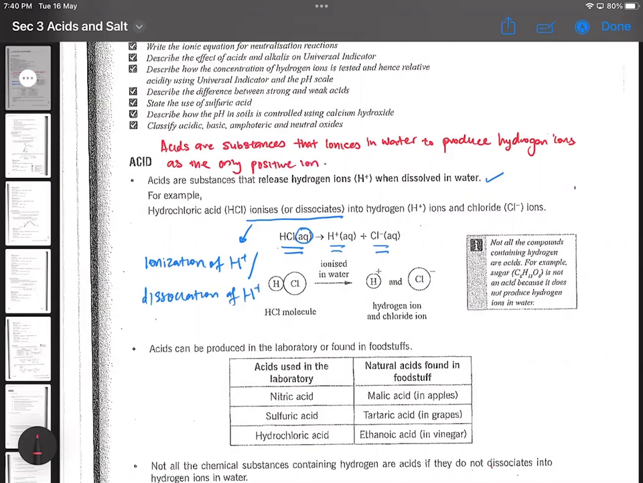as the only positive ion. Okay, why do we need this? Simply because whenever we have an aqueous solution, you will always have a few ions that are present, namely H plus and OH minus. So what do I mean by that?